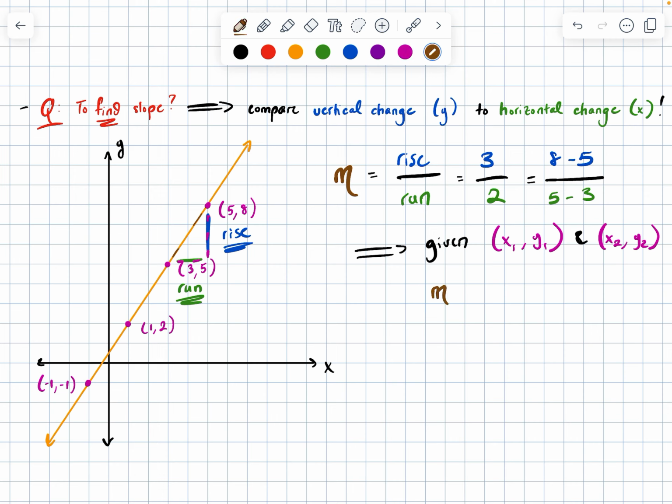To find the slope of a line, all I need to do is take the difference of the first and second y values and divide it by the difference of the first and second x values. This is what we call the slope formula. Given any 2 points, to calculate the rise, the change in the y direction, I just need to find the difference of the y coordinates. To find the change in the x direction, I just need to find the difference of the x coordinates.